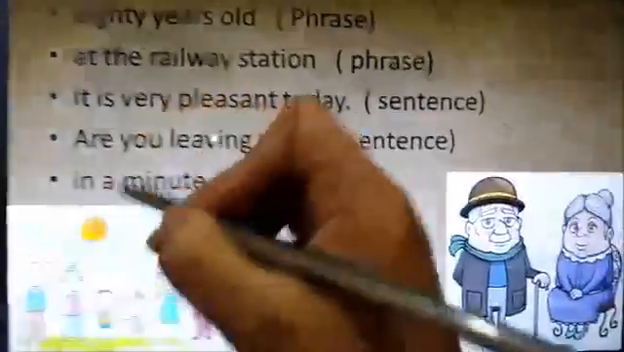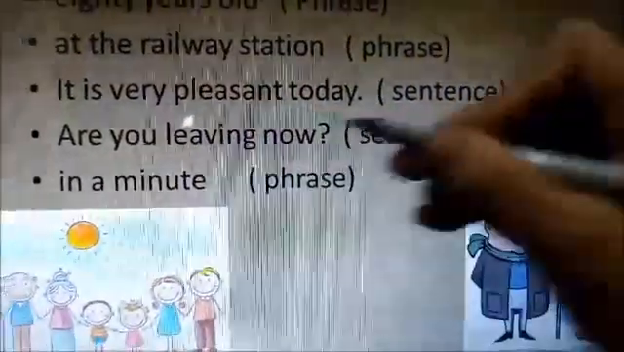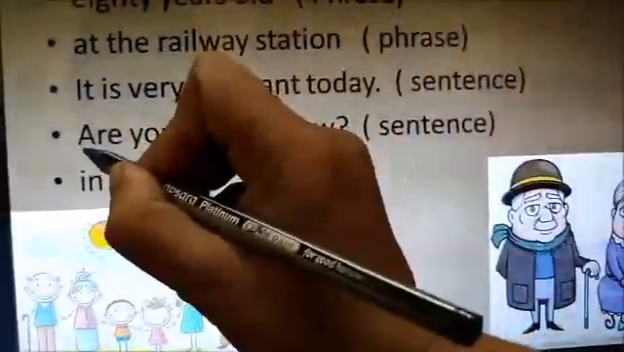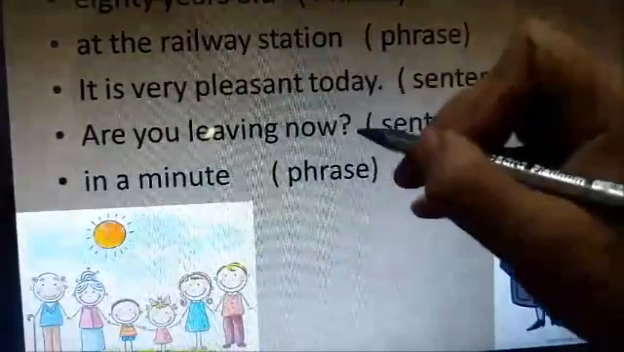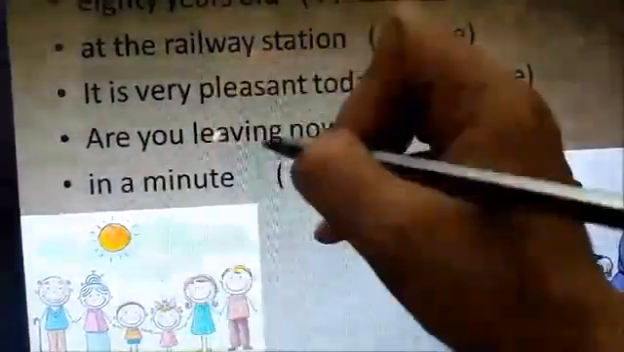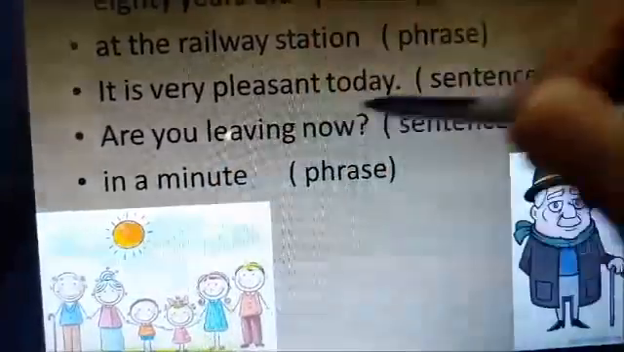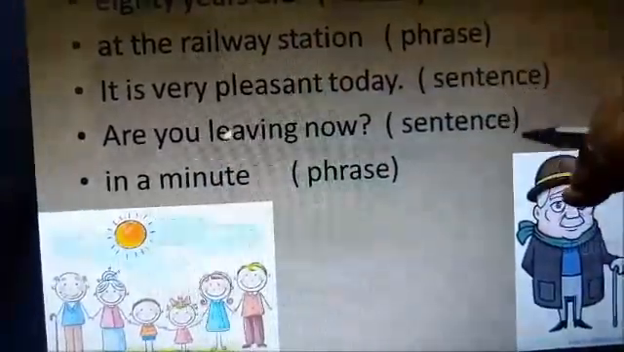Now look at the fourth one. Are you leaving now? Here also we can say that it is a sentence. It begins with a capital letter A. It ends with a question mark. It has a verb. So it gives a meaning to the sentence. So are you leaving now? So it is a sentence.